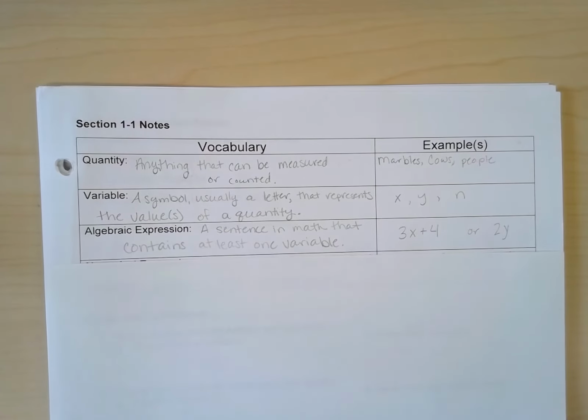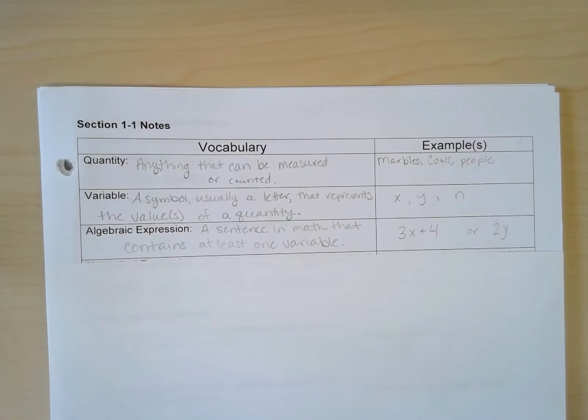Algebraic expression is a sentence in math that contains at least one variable. So something like 3x plus 4, or just as simple as 2y, as long as it contains at least one variable, it's going to be an algebraic expression.